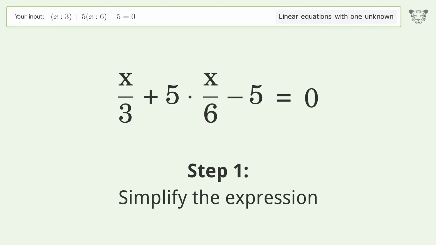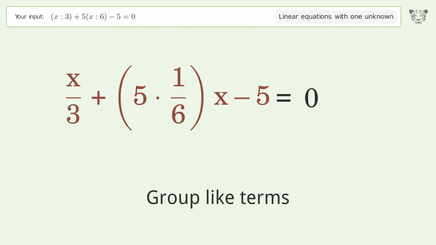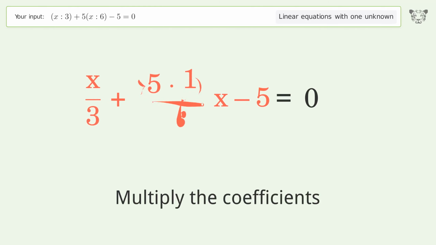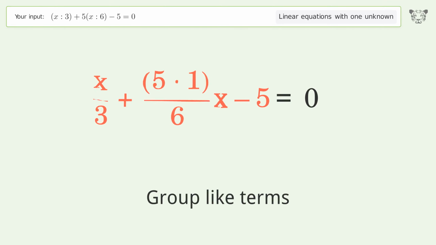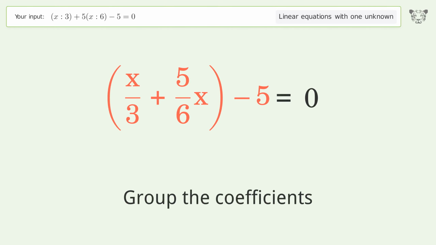Simplify the expression. Group like terms. Multiply the coefficients. Group like terms. Group the coefficients.